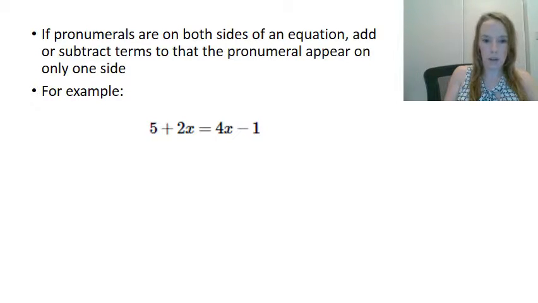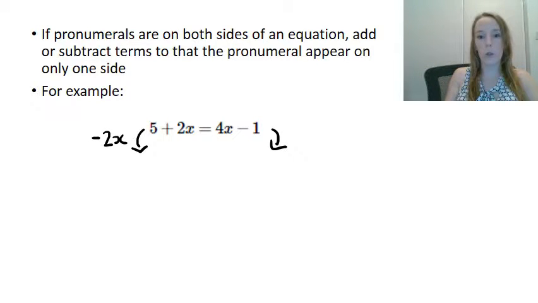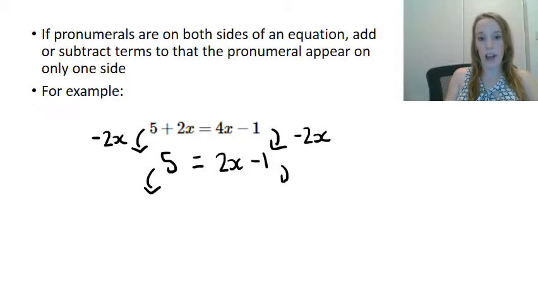The way I would get rid of the pronumerals from one side is I would subtract them. They're both positive, so to get rid of them we have to subtract. And the one I would subtract is the 2x. So I'm going to subtract 2x from both sides. So 5 plus 2x take 2x is just going to equal 5. And 4x take 1 take 2x, well, we can add and subtract like terms, so 4x take 2x is going to leave us with 2x take 1. And from there we can continue to solve for x.